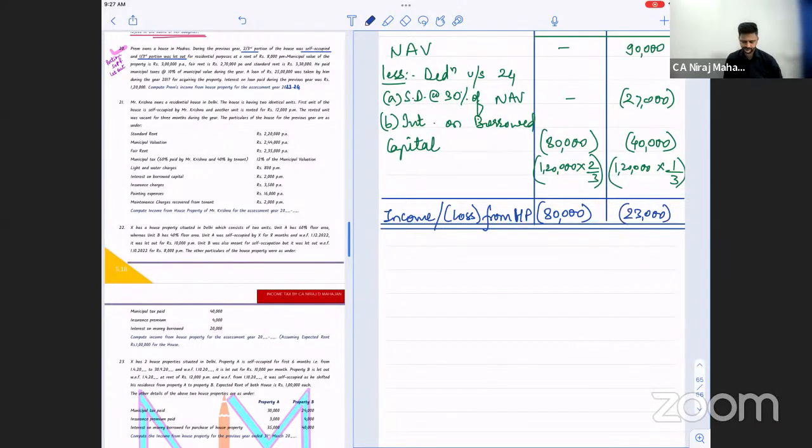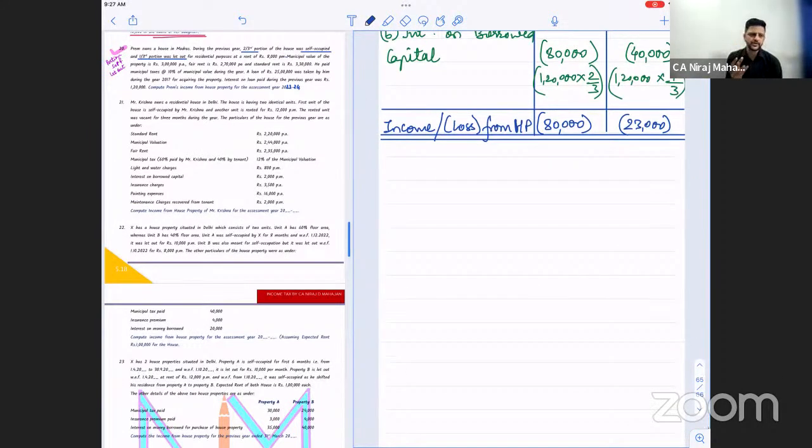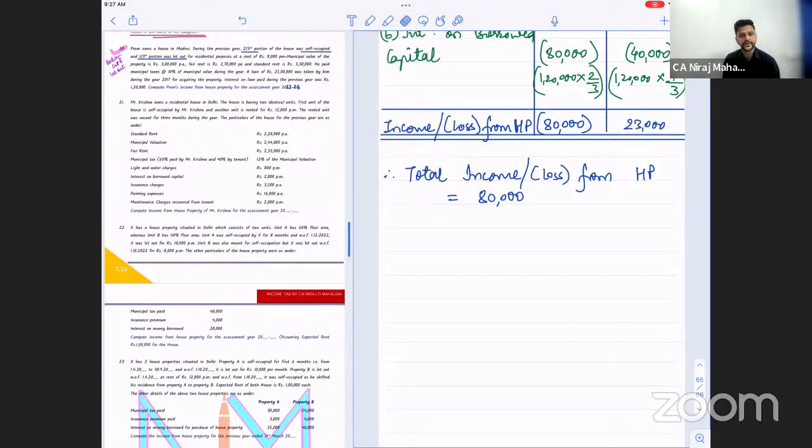Therefore, see, property is only one single, no? So you have to write down the total for the assessee. So this is positive, no? This is income, no? 23,000, sorry. Correct, no? This is loss. This is profit. 57. Yeah, that is loss basically. Done.